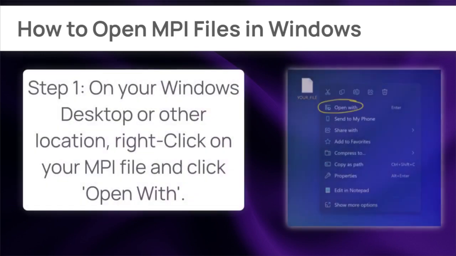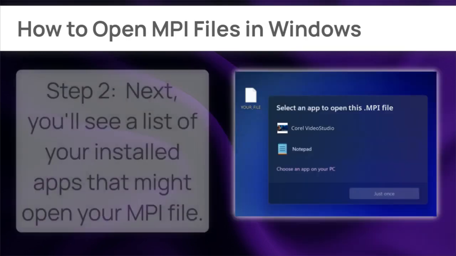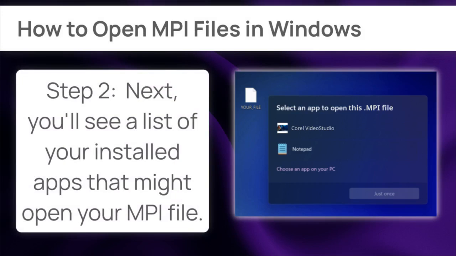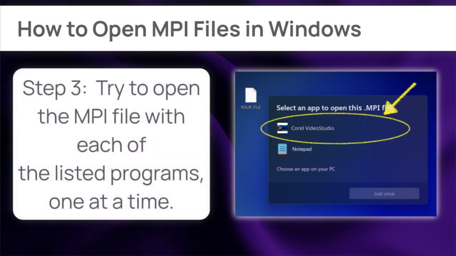Begin the search for the right application. Right-click the MPI file and select Open With. Try Corel VideoStudio first. If it's absent, select another program. We must find the app that recognizes the format.